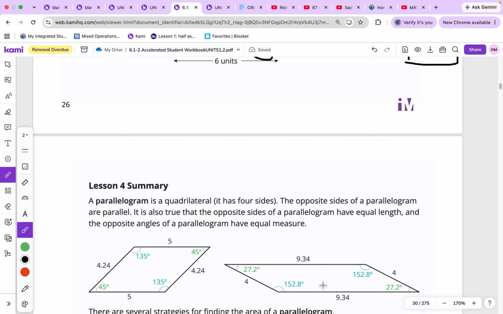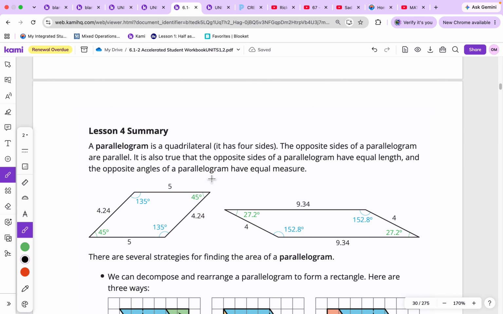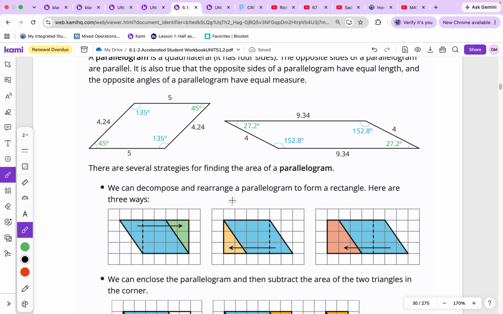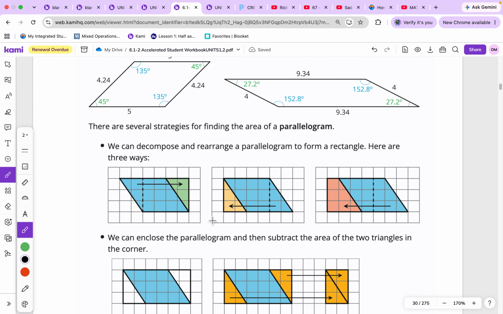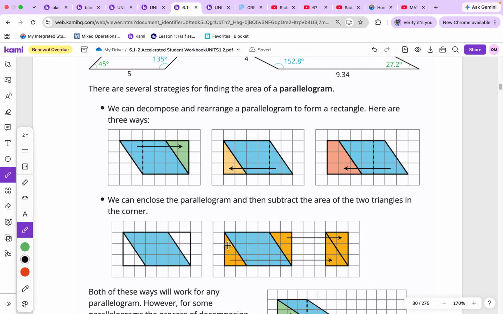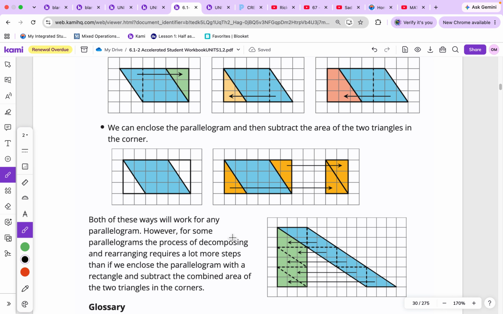You guys can also look at the lesson summary, which kind of explains everything and shows you different ways you can decompose the parallelograms and then recompose it into a rectangle, which would make it easier to find the area.